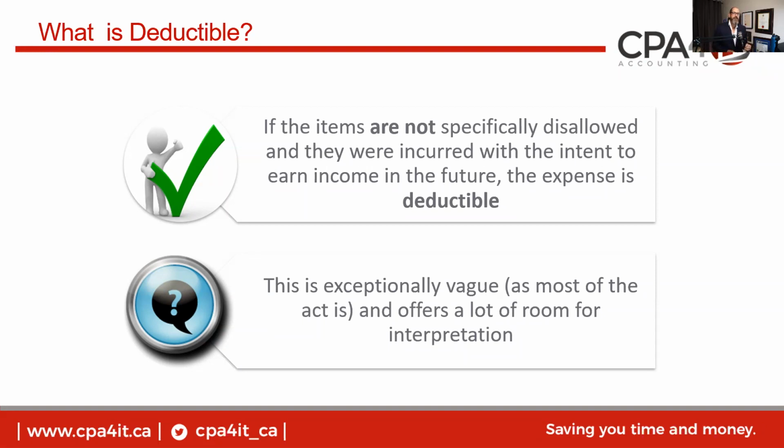What it basically tells us is that if it's not specifically disallowed by the Income Tax Act, then the rules are it has to be spent with the intent of helping the business to earn income, and it must be reasonable. Intent and reasonability are both subjective and they're open to interpretation. At CPA 4IT, we believe our job is to help you interpret that as aggressively as you possibly can so that you can maximize those deductions.